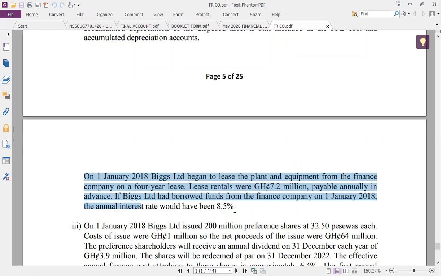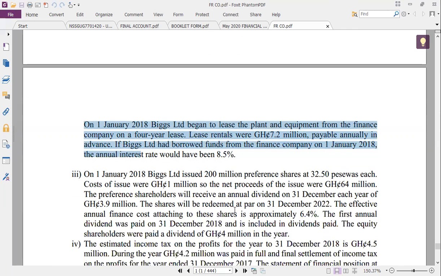So in advance, you have to calculate your finance cost on the lease. The finance cost on the lease will form part of the interest expense or the finance cost in the profit and loss account. Good. So that's the end of note two.